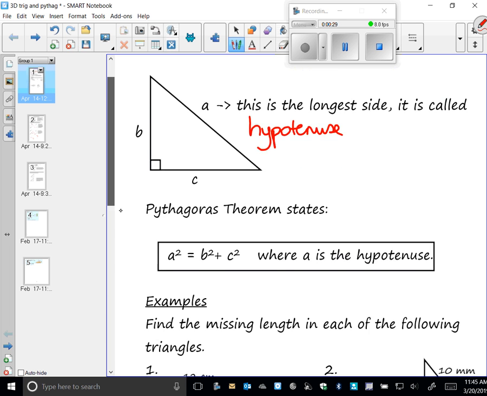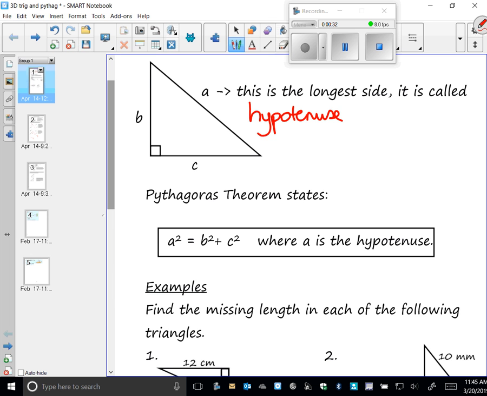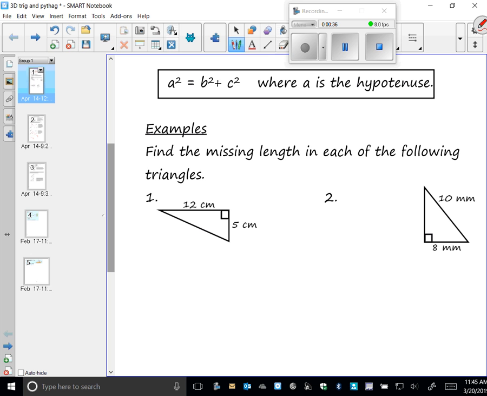Yeah? Can we use your method where we're figuring out what? Yeah, totally. So here it says find the missing length in each of the following triangles. For this one, are we finding the hypotenuse or a short side? Hypotenuse, so let's call it x. We would say that x squared would be equal to 12 squared plus 5 squared because it's a long side that we're finding. And then x would be the square root of that. Yes. So 13.